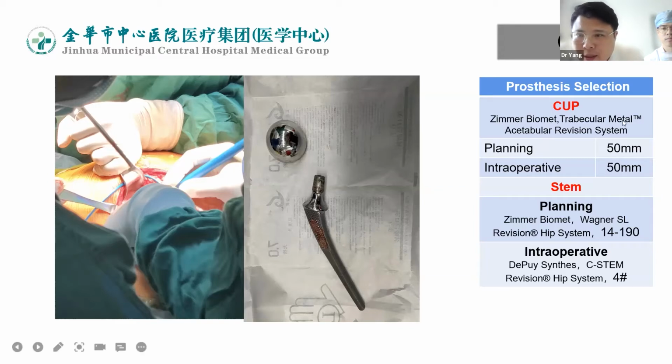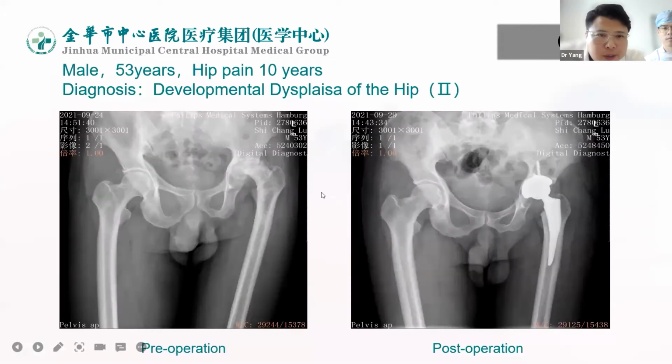The cup size was very good. The planning was 50, and the intraoperative size was 50, and the stem. At last we used the Johnson DePuy cemented stem, because we found the bone quality was not so good.